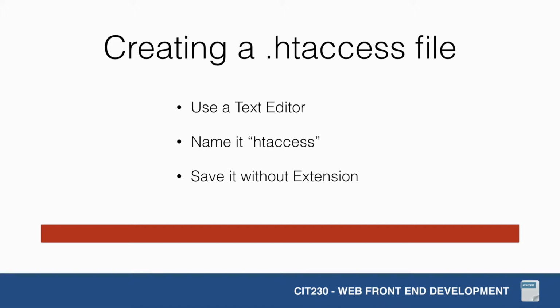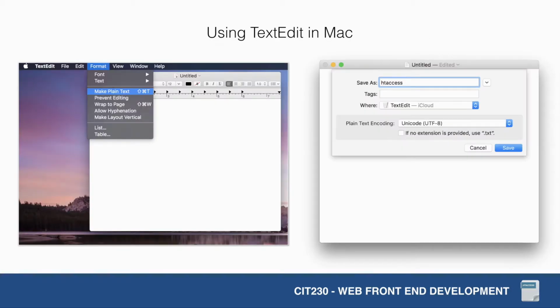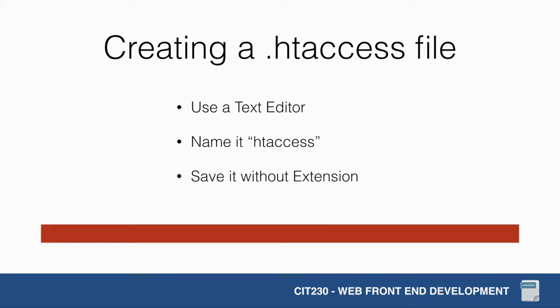You can do this on a Windows computer by deleting the file extension before saving it. Or if you are using a Mac computer, you can do it by pressing the Shift, Command, and T keys to convert your file into plain text. Then proceed to save it, but make sure you uncheck the "If no extension is provided, use .txt" box before saving it.